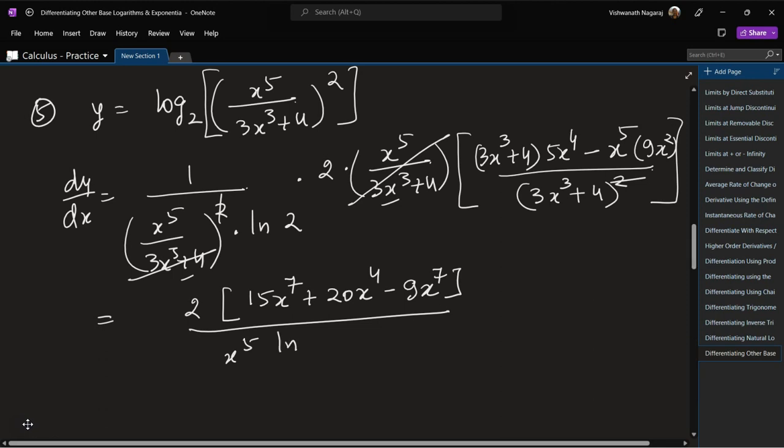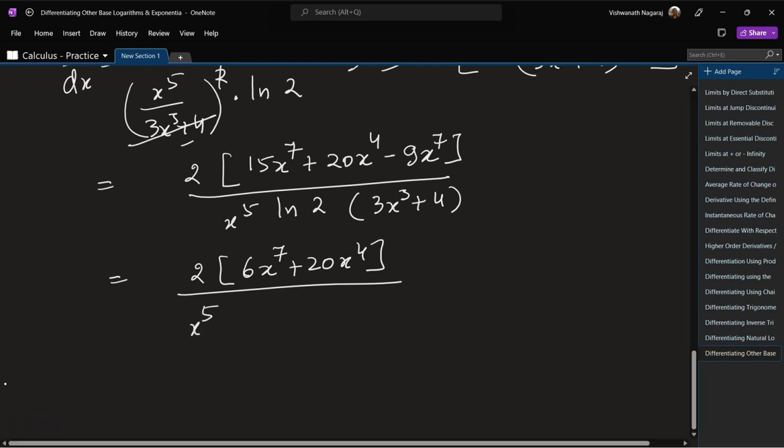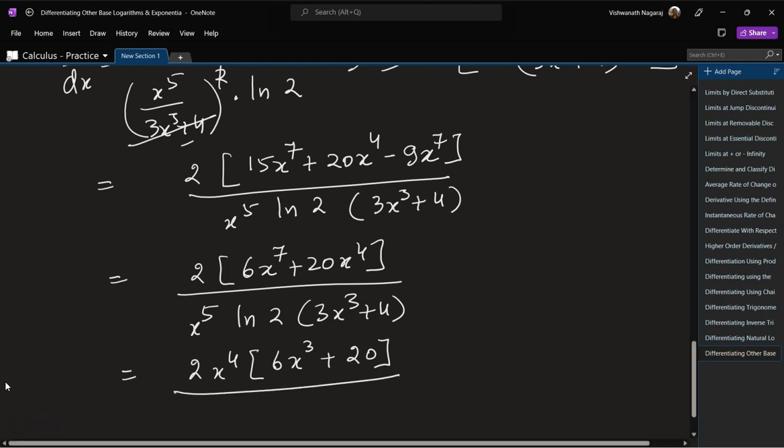x to the power of 5, natural log of 2, times 3x cube plus 4, and this would be equal to 2 times 15 minus 9, 6x to the 7 plus 20x to the 4, by x to the power of 5, natural log of 2, 3x cube plus 4. And x to the power of 4 is common, so let's take it out. So we are left with 6x cube plus 20, and then we have x to the power of 5, natural log of 2, 3x cube plus 4.